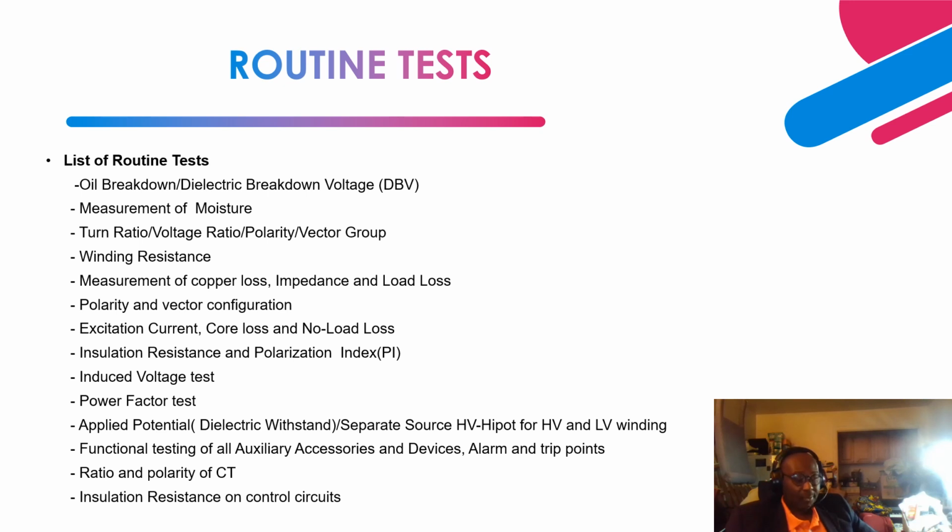Next is the power factor test. The power factor test basically tells us the level of contamination inside the oil and the paper insulation. The acceptance criteria for a new transformer is plus or minus 0.5%, and anything greater than 0.5% for a new transformer is unacceptable. However, for a service-aged transformer, you want something between 0.5% and 1%. Anything greater than 1% is unacceptable.